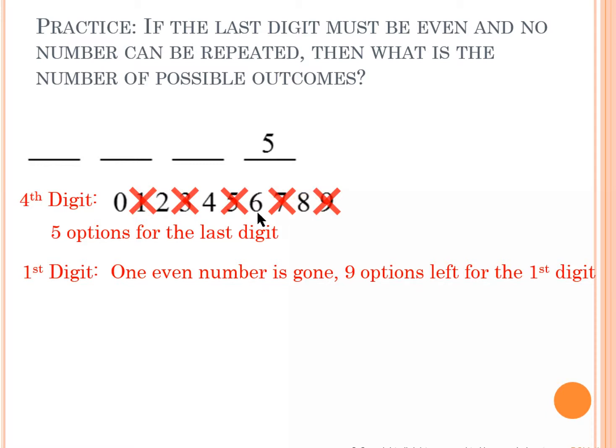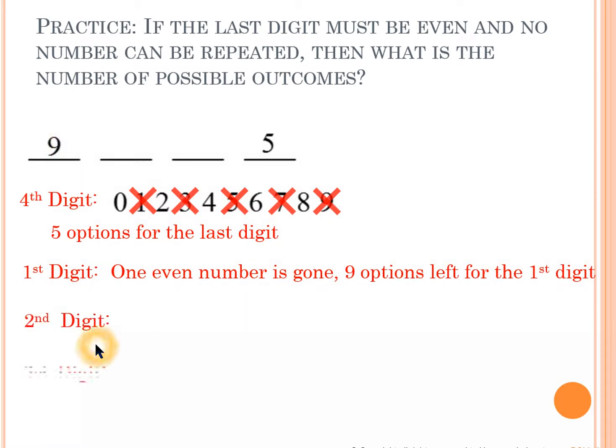So if we use the number 2 for the last number, that means this 2 is no longer available for the first choice. So one even number is gone, which means we have 9 options left for the first digit. Hopefully that makes sense, because I've used one number here, so that number is no longer available. Usually we have 10 digits available, but since one digit has already been used from the last choice, there are only 9 digits left for the first choice.